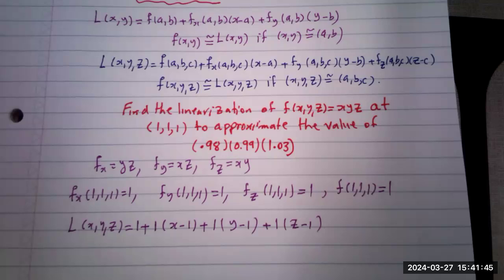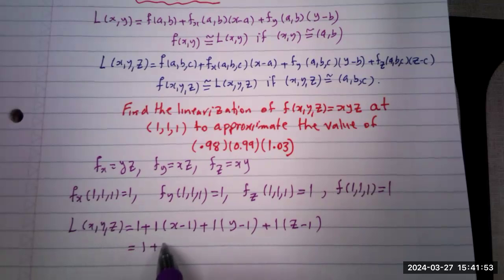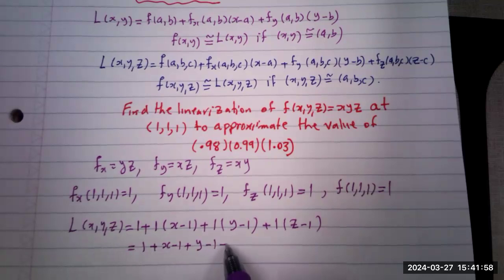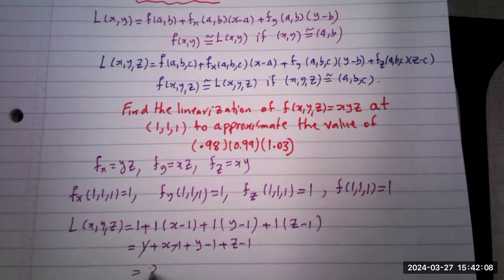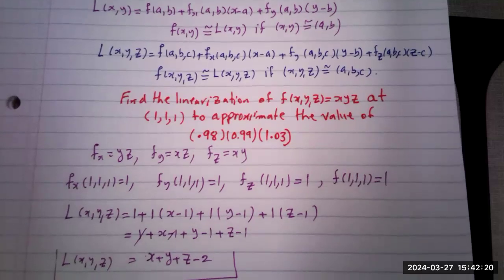You can simplify it if you like, or you can keep it as is and substitute your result. But this is easy, so I simplify it. It's simply 1 plus x minus 1 plus y minus 1 plus z minus 1. If you put these together, the 1s will cancel, so we get x plus y plus z minus 2. This is going to be your linearization. Any question? It's a kind of tangent plane.